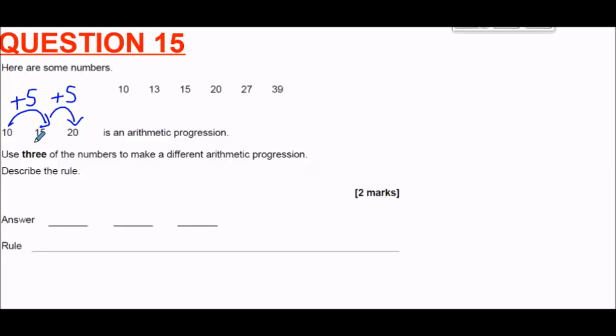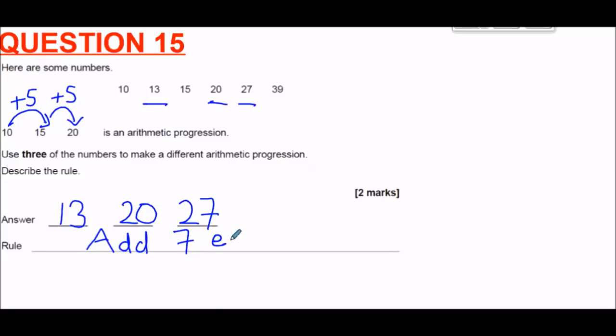We're now asked to use 3 numbers to make a different arithmetic progression. And so we've got some choices here. One thing we could do is pick 13, 20 and 27. That's one possible option. And we can do that because the gaps in between 13 and 20 and 20 and 27 are both 7. So the rule for this one would be just simply add 7 each time.